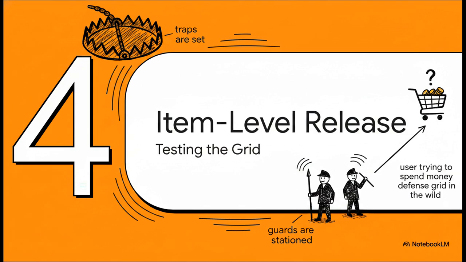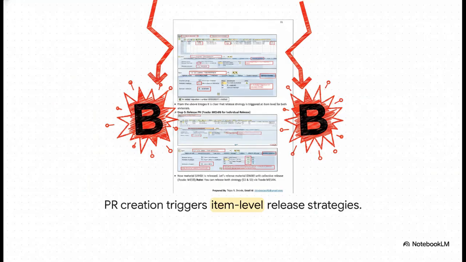Let's jump into phase 4 and see if we can survive an item-level release. We just simulated creating a purchase requisition in the wild. And boom, both items tripped the wires immediately. The first item triggered strategy S1, and that second, much more expensive item, it triggered strategy S2. Both are instantly caught, quarantined, and slapped with a big red B for blocked. Our grid is alive and working.